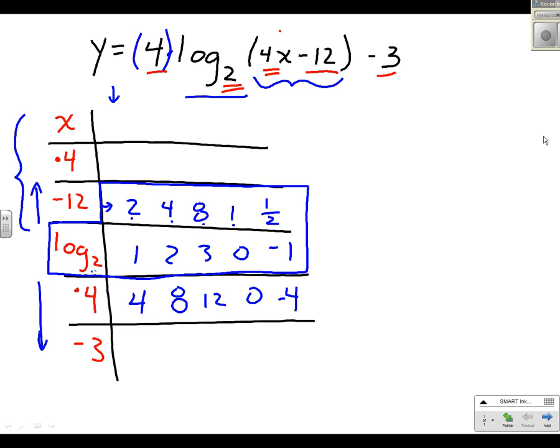And then my next step is to subtract 3. Minus 3, minus 3, minus 3, minus 3, and negative 4 minus 3, minus 7. All right, here's the tricky part, though.